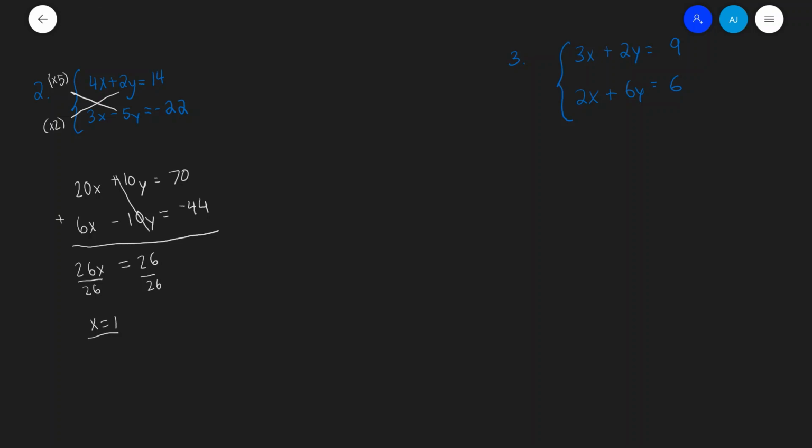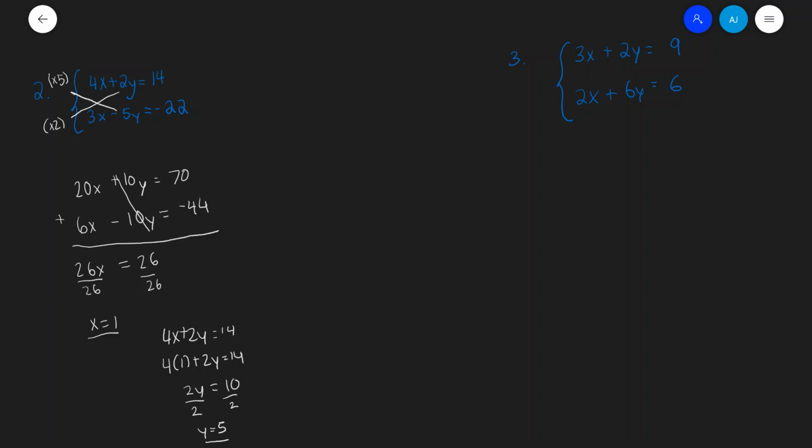So just like any other problem, now I would substitute this x equals 1 value back into one of the original equations. For this instance, I will use the top equation, 4x plus 2y equals 14, and substitute x with 1. That would just be 2y equals 10, since 4 times 1 is 4, and if you subtract 4 from the left onto the right side, it would be equal to 10. Now to get the y on its own and get rid of the 2, I would divide by 2 on both sides, which would give me y equals 5.